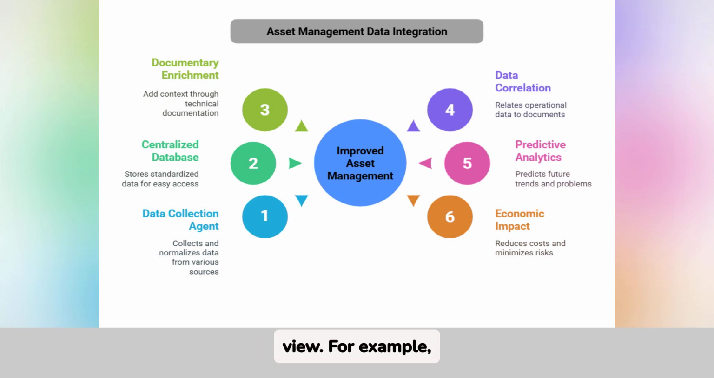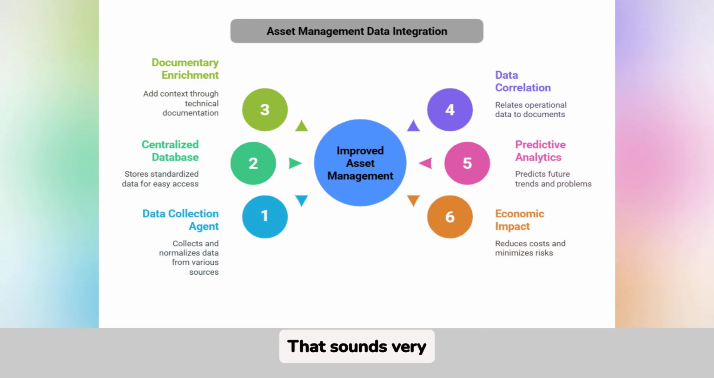For example, if we detect an anomaly in a plant's production, we can immediately consult the corresponding technical studies or audits to understand whether it is due to a problem in the infrastructure or an update in maintenance procedures. This correlation allows us to reduce analysis times and make more informed decisions.